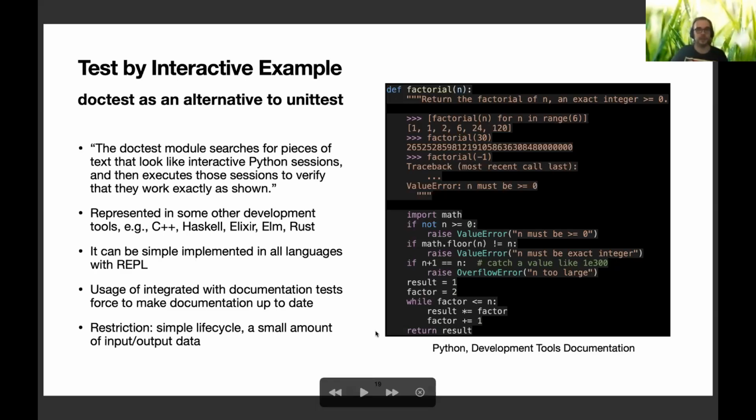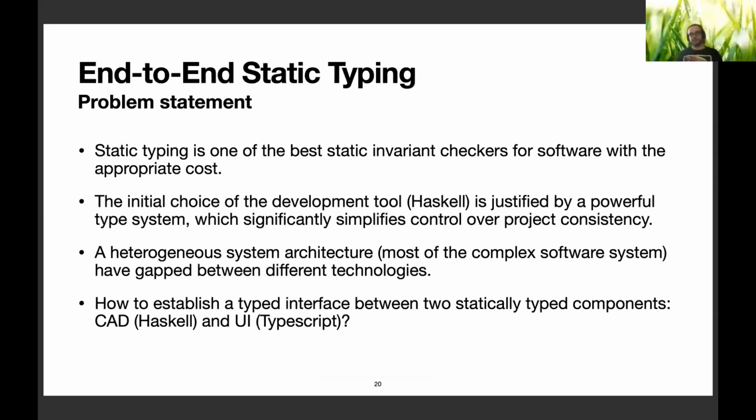Next, I already said that one of the biggest problems of our project is a gap between different technologies and different parts of the project. And one of the main reasons why the core of our CAD was implemented in Haskell is the static type system, a powerful static type system, which allows us to check many invariants of our software automatically and for free.